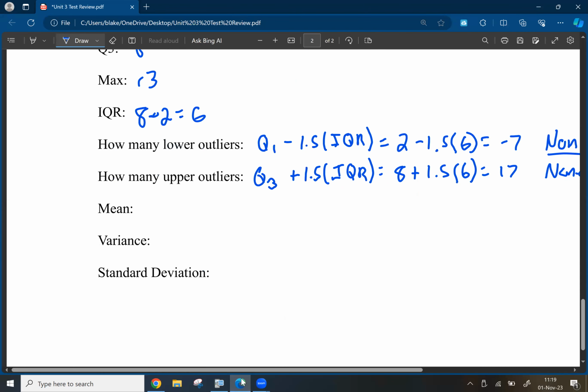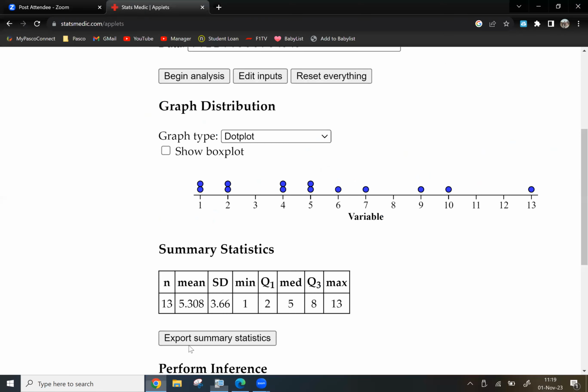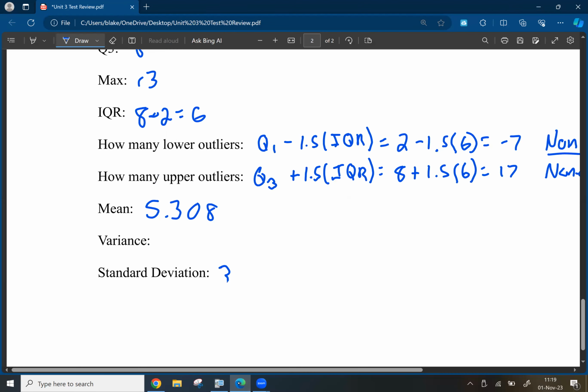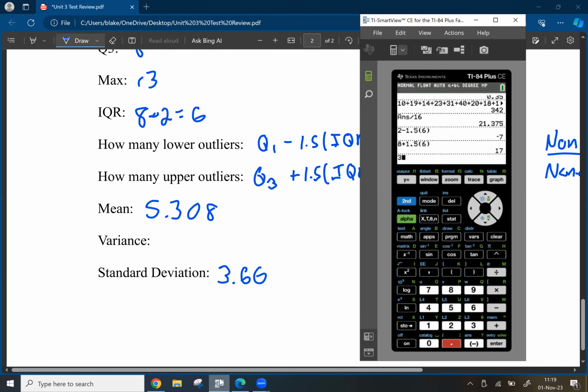So my mean is 5.308. My standard deviation is also here. Oops, wrong one. Standard deviation is 3.66. And now variance, remember the standard deviation is the square root of the variance. So if I take the standard deviation and I square it, I should have my variance.